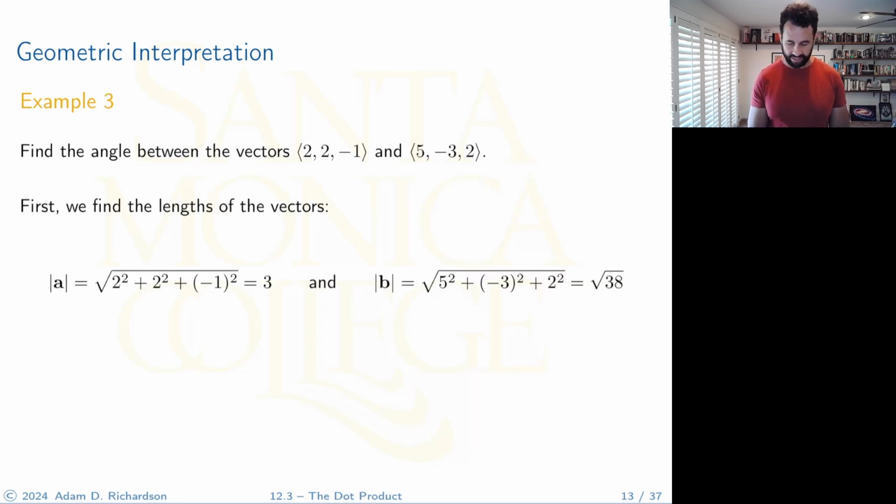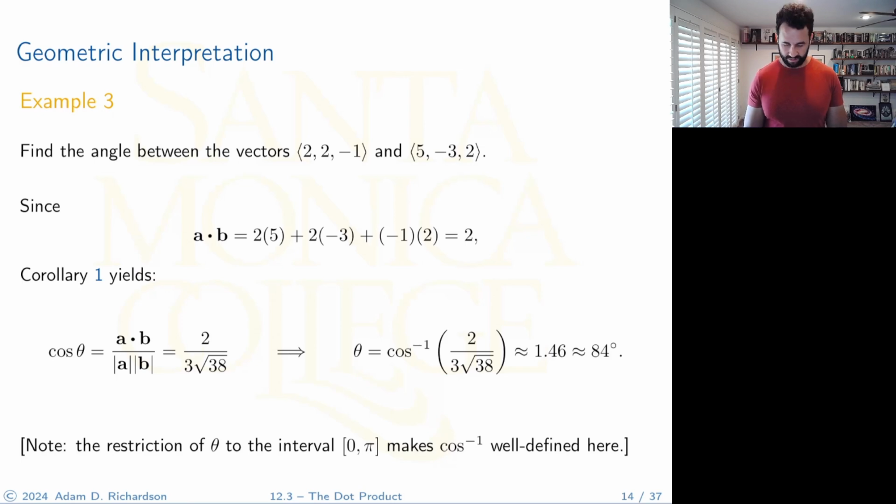So first, the lengths. Using the length formula, we get that the length of A is 3, and the length of B is square root of 38. Then we can compute their dot, and we get that it's 2, so A dot B is equal to 2. And then the formula from that corollary, now we're just plugging in the results. Cosine theta equals 2 over 3 times square root of 38.